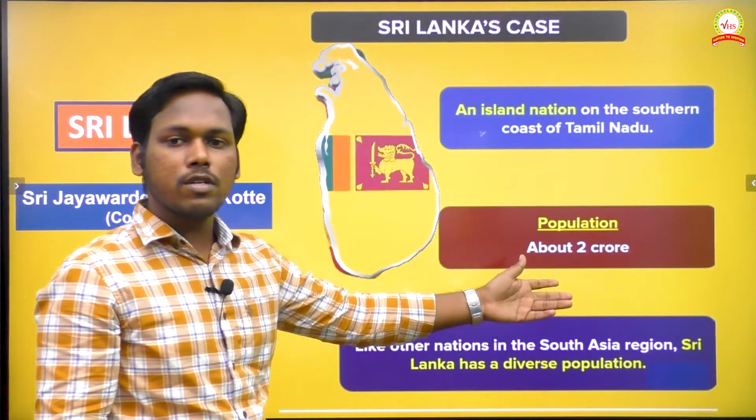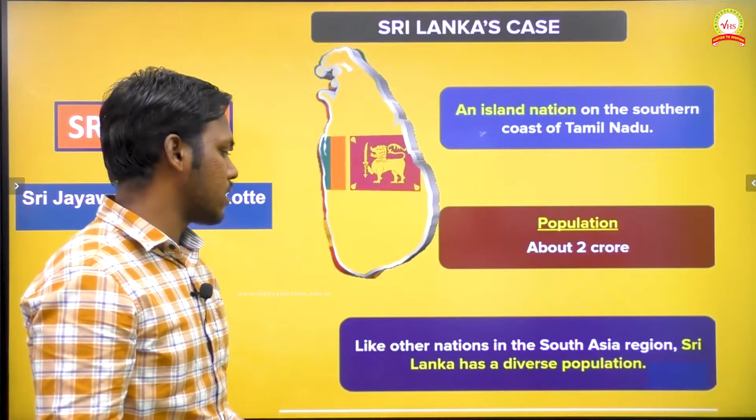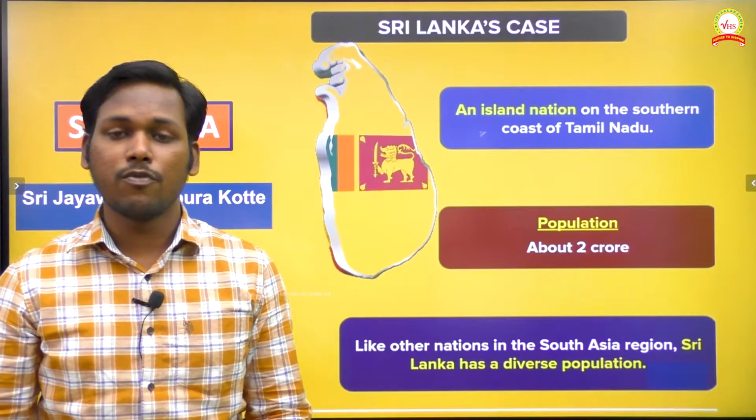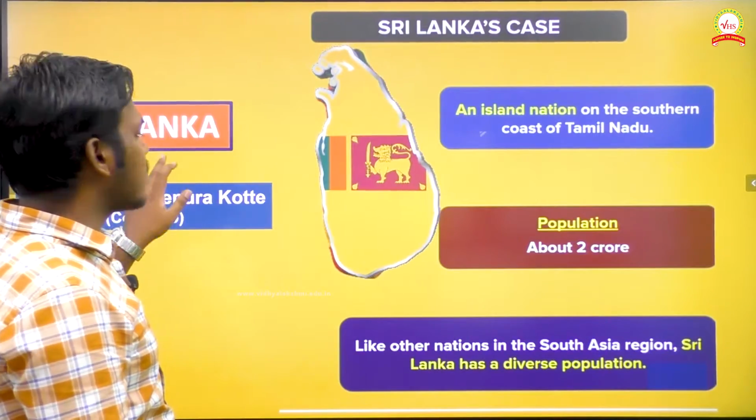Population: it has about 2 crore population, and like other nations in the South Asian region, Sri Lanka has a diverse population. Diversity is nothing but different types of people living in a country. As you all know, India is also a socially diversified country. So different language speakers are there, and moreover different ethnic people are living there. Ethnicity, I told you already, is people having the same culture, same interest, same dressing code; all those come under ethnicity.